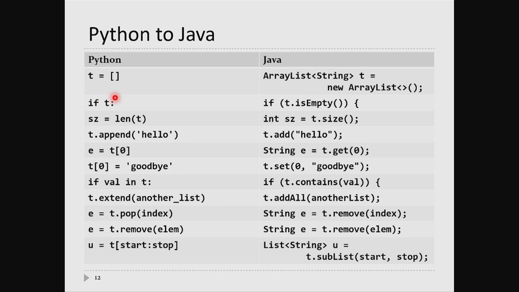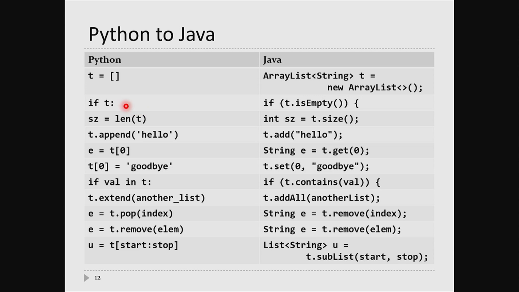So first line, t equals square brackets in Python. That makes an empty list in Python. I'm going to assume that we're working with lists of strings in this table. So to make an empty ArrayList of String, you have to write the thing on the right-hand side.